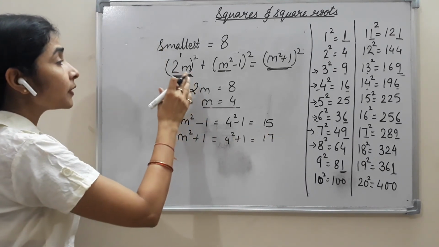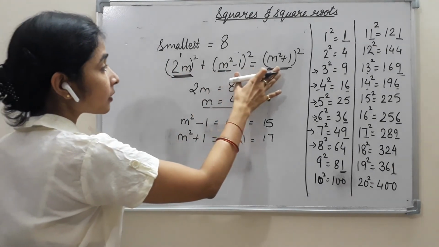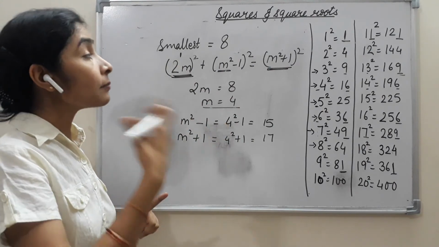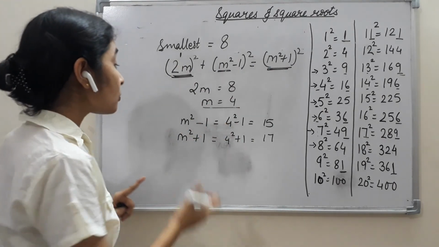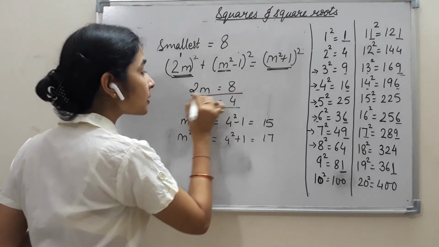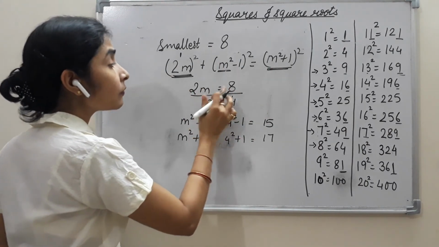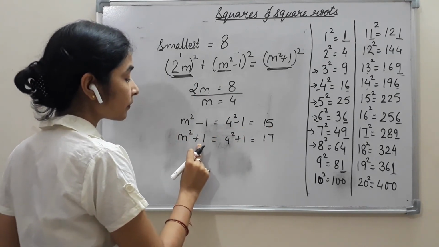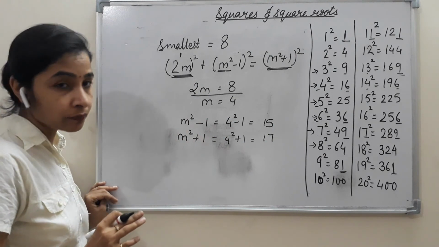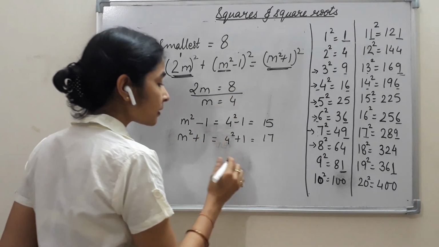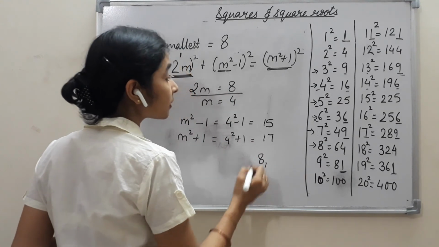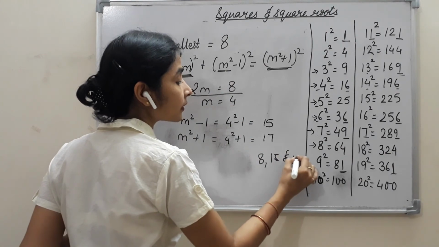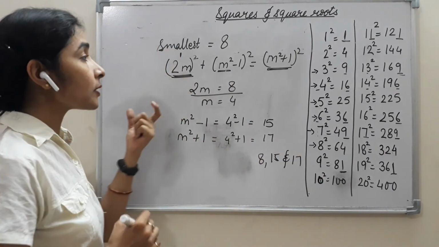So we can either write the whole Pythagorean triplet, or take the three members as 2m, m square minus 1 and m square plus 1. So we have got all the three members. One was 2m equal to 8. The second member we calculated, m square minus 1, is equal to 15, and the third member, m square plus 1, is equal to 17. So the answer will be the three members of the Pythagorean triplet with 8 as the smallest member: 8, 15 and 17. Like this the question may be asked.